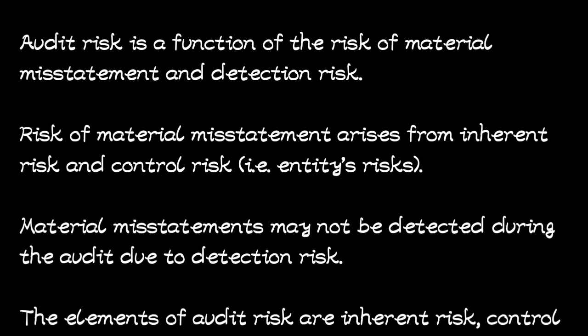Audit risk is a function of the risk of material misstatement and then detection risk. We shall look at detection risk as we go further. Then the risk of material misstatements is like there being a possibility that financial statements are materially misstated. The risk of material misstatements arises from inherent risk and then control risk. We are going to look at all these in detail as we go on. So material misstatements may not be detected during an audit due to the detection risk.